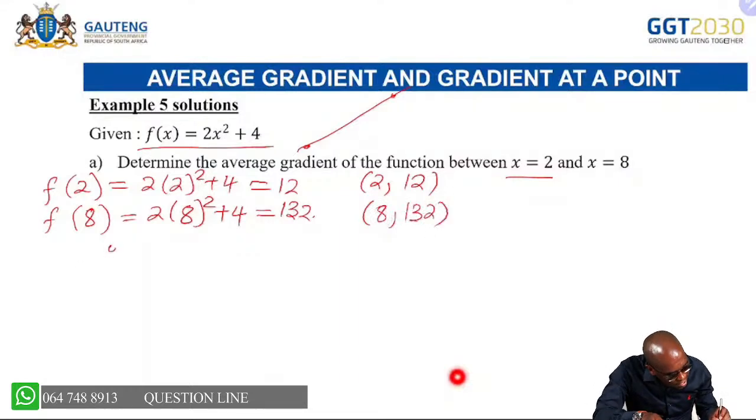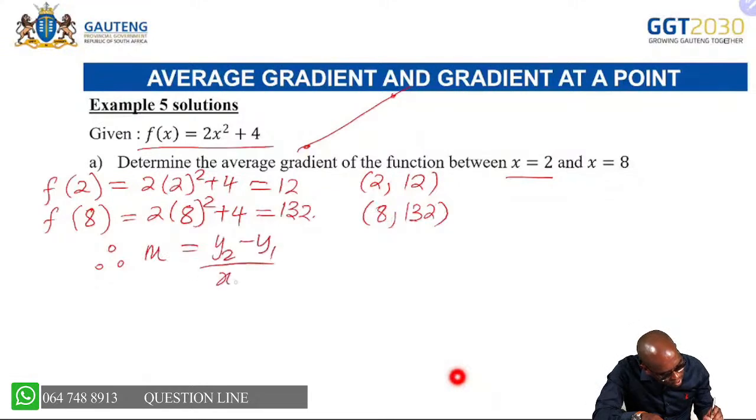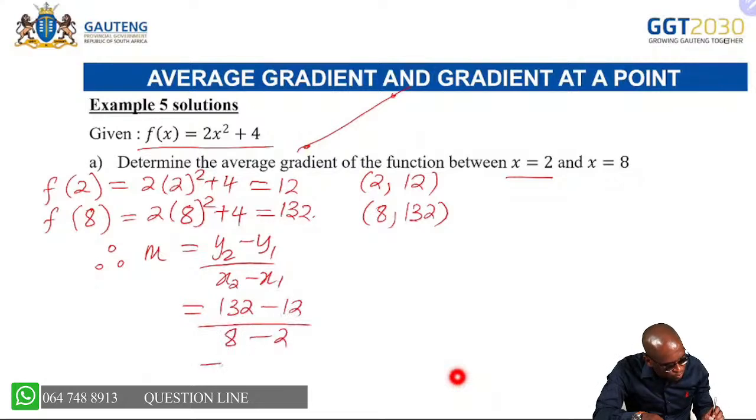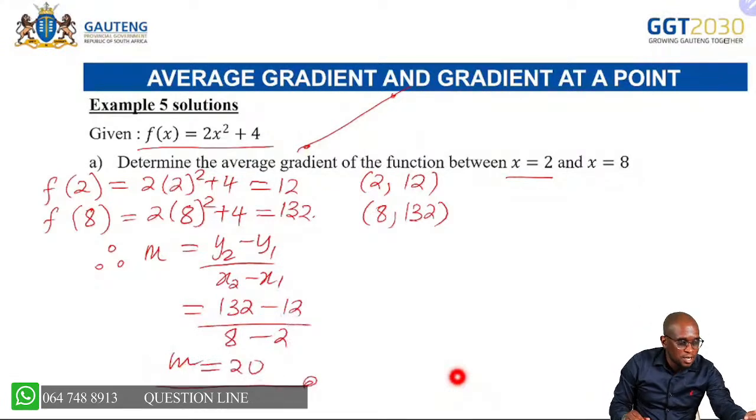So we can then determine our gradient. Remember, gradient would be y2 minus y1 over x2 minus x1. So this would be 132 minus 12 over 8 minus 2. This would give you a gradient equal to 20. That's how you find the average gradient.